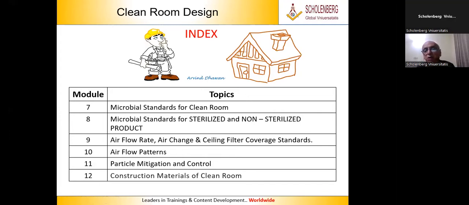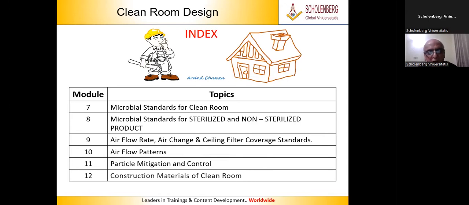Remember, if air is going to come into the clean room, dust is going to come into the clean room. What will be the flow rate? How many air changes? Now the level of cleanliness: how many times does this air have to be circulated through a filter? Will it be once through or several times? Then what area will a filter cover? Ceiling filter coverage standards are there.